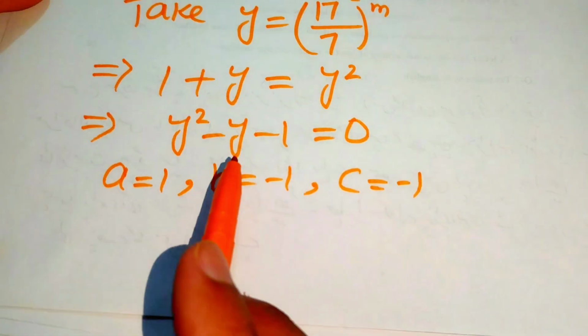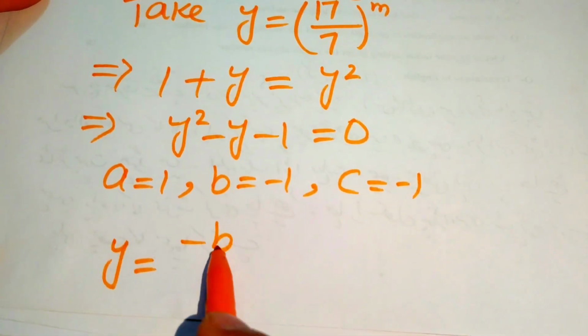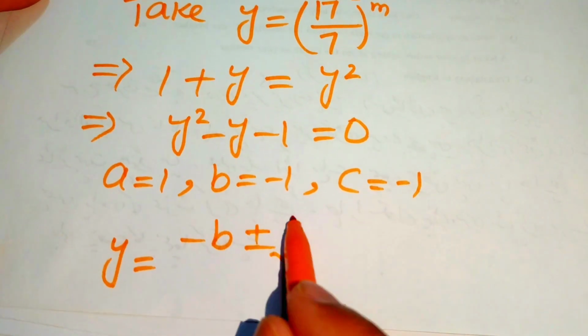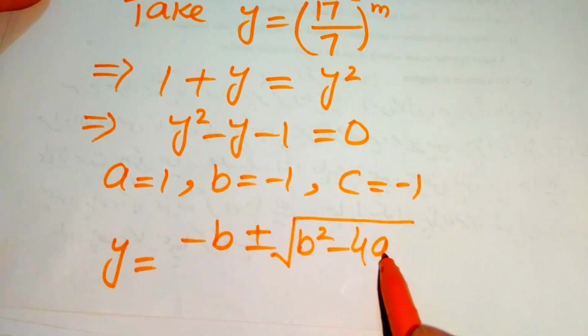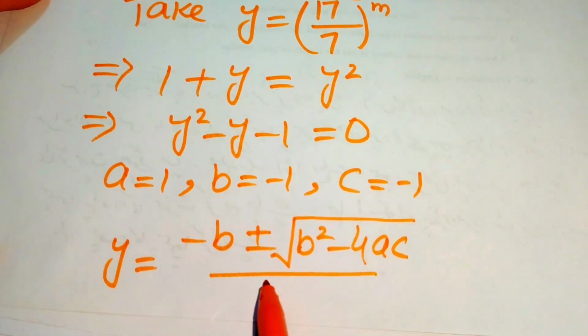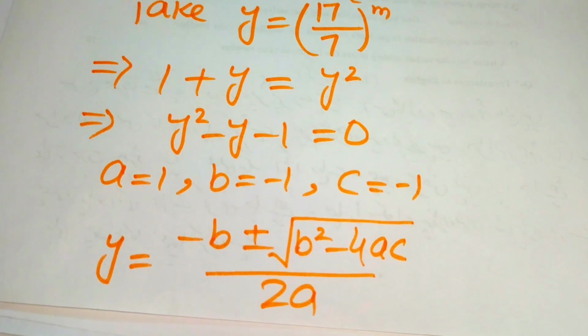So these are the coefficients of this equation, and we know that the quadratic formula is written as minus b plus minus square root of b square minus 4 times ac divided by 2 times a.